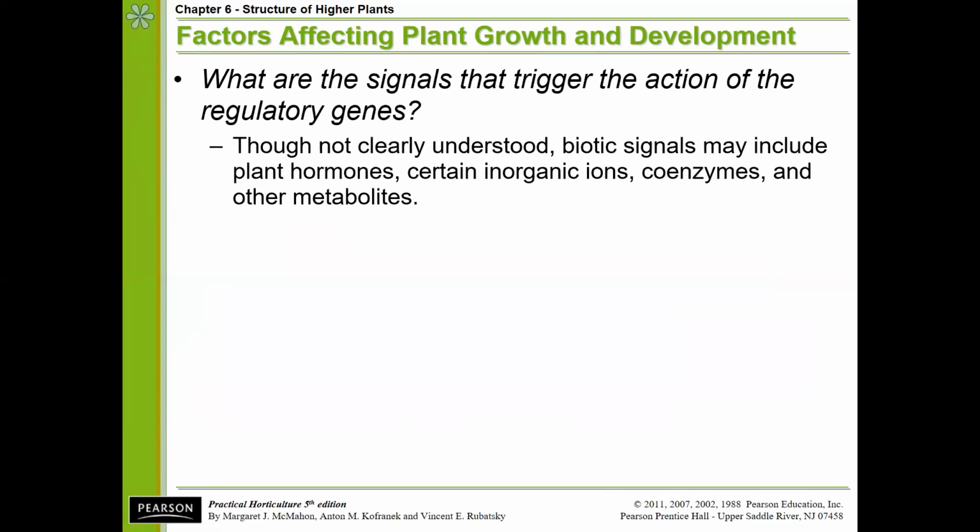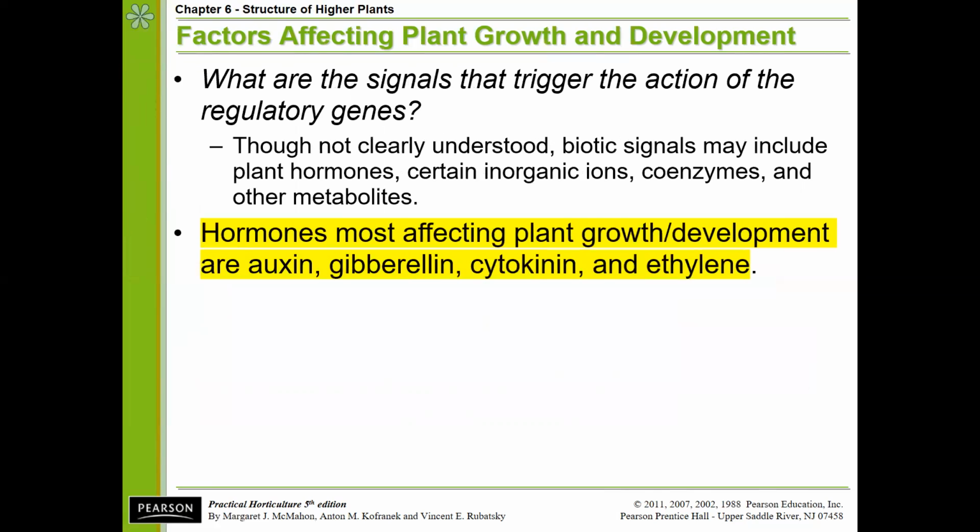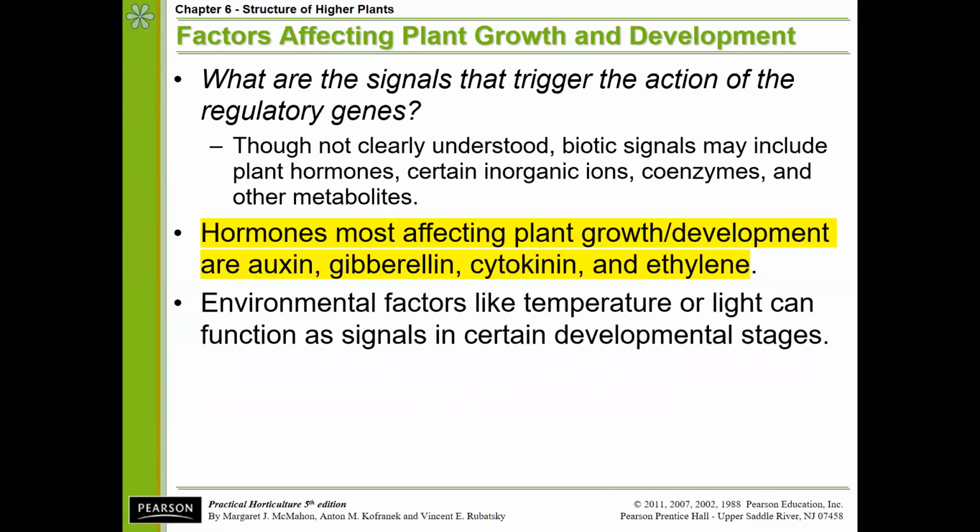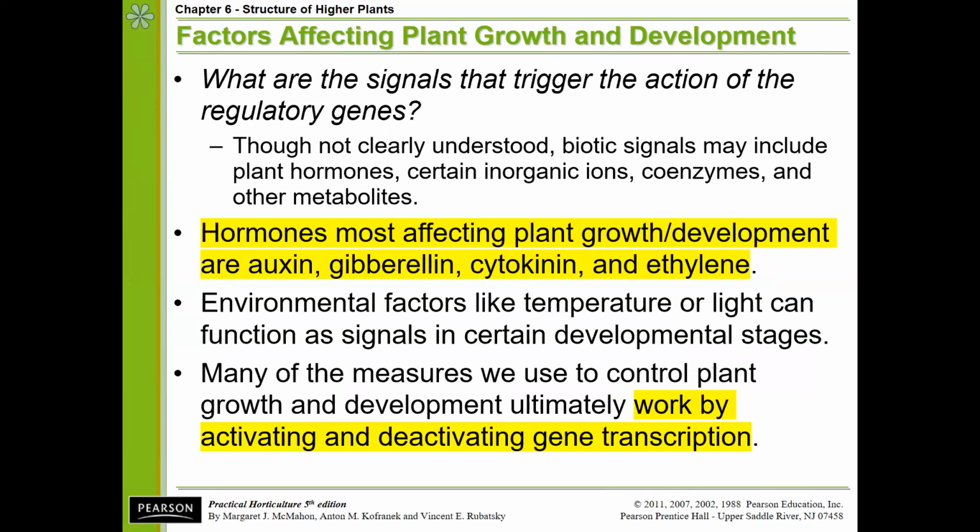So what are these signals, these hormonal changes that regulate this action? They're these plant hormones, including auxins, gibberellins, cytokinins, and ethylene, and some others, but those are the big ones we need to note, which work by actually activating and deactivating different gene transcription. So on the genetic side, genes can actually be turned on and off by these endogenous hormones inside of plants.